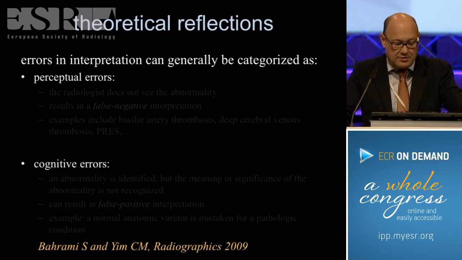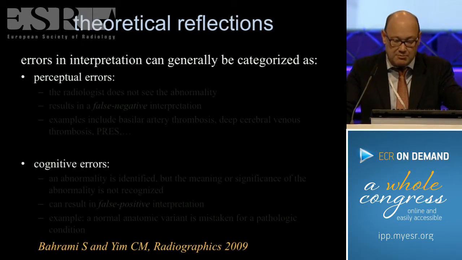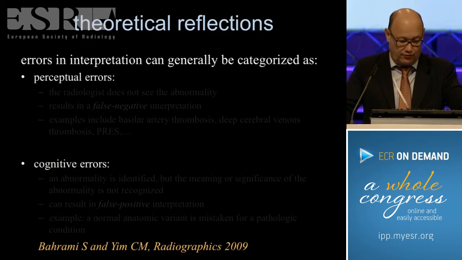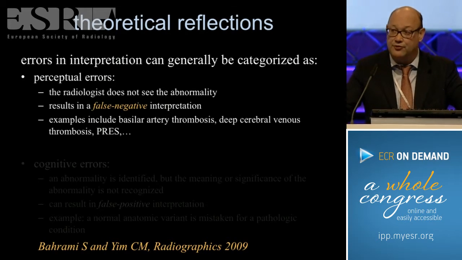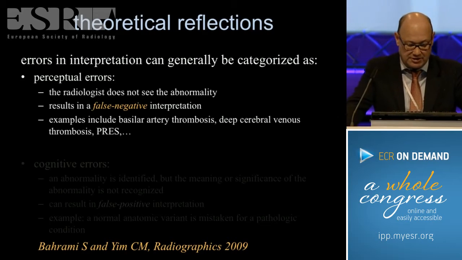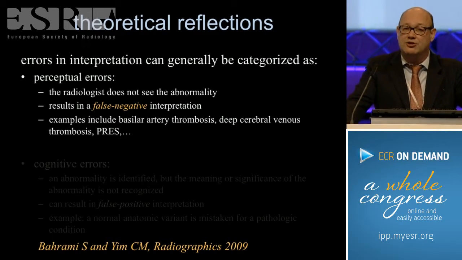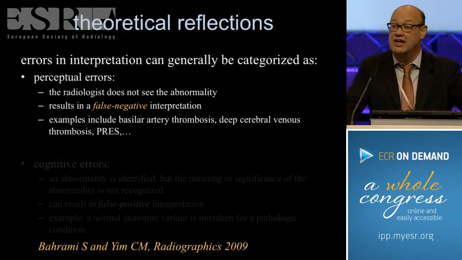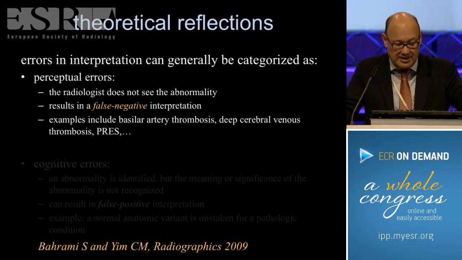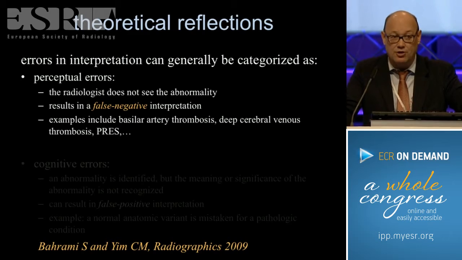Actually, errors in interpretation can be categorized in two forms. We can have perceptual errors, or we can have cognitive errors. If we start with the first category, the perceptual errors, it has to do with the radiologist not seeing the abnormality in the images. So it will result in a false negative interpretation. And examples, and I will show you later on, are typically basilar artery thrombosis, a deep cerebral venous thrombosis, PRES, etc.